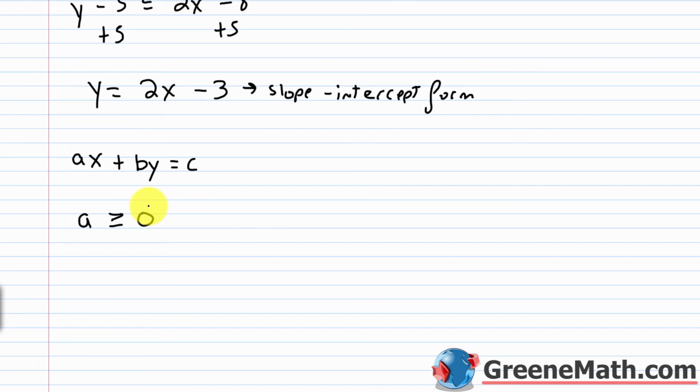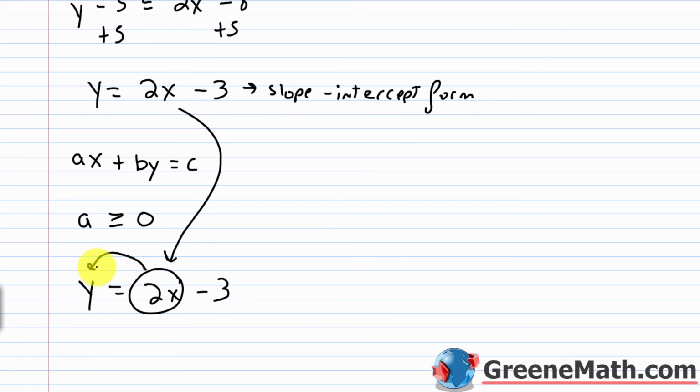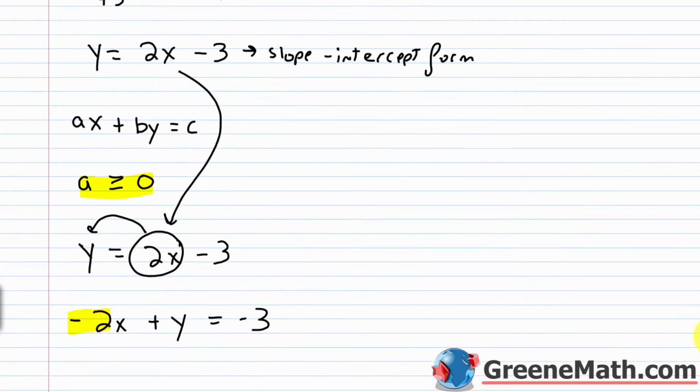So in order to make that happen, if I look at this, y equals 2x minus 3, I know I want to move this over here. So I would subtract it away from both sides. So I'd have negative 2x plus y equals negative 3. But according to my definition that I'm using, a has to be greater than or equal to 0. So to kind of clean this up, I just don't want that to be negative. So I can just multiply both sides of the equation by negative 1. Very, very simple fix for that.